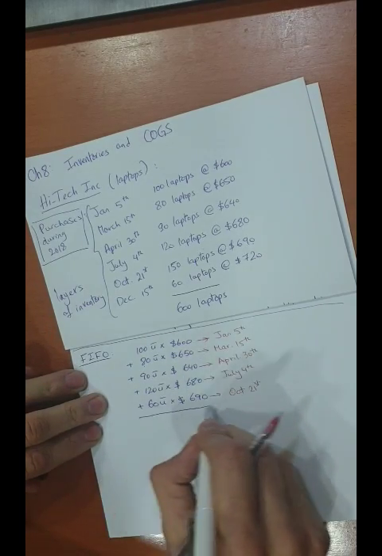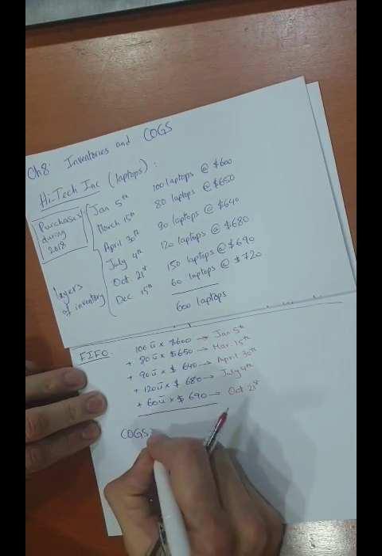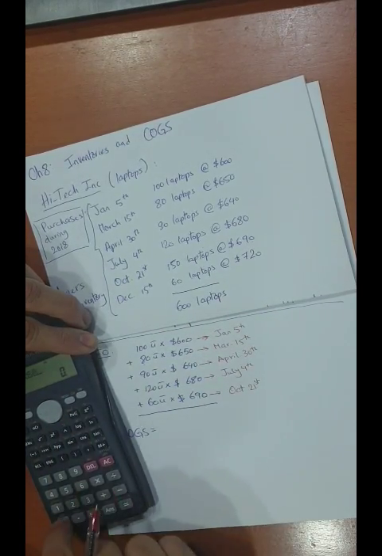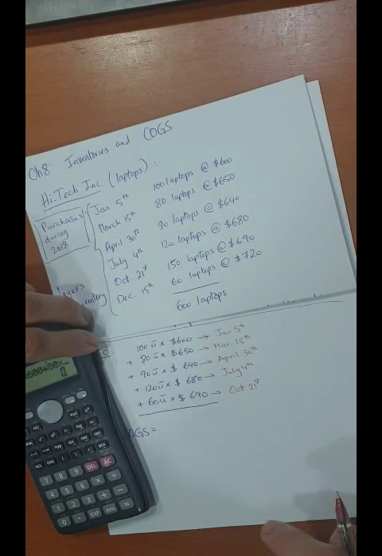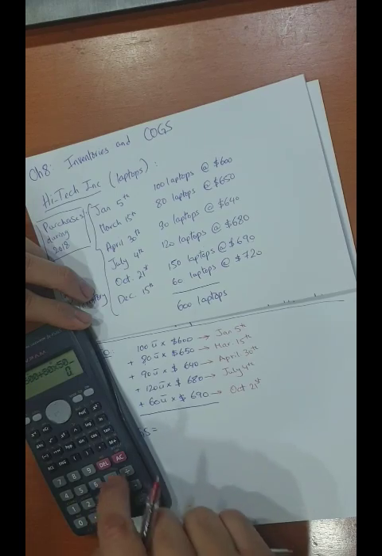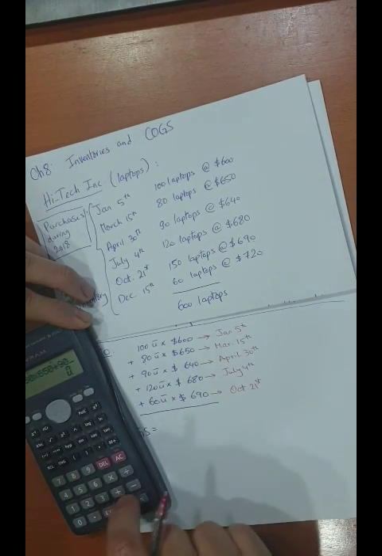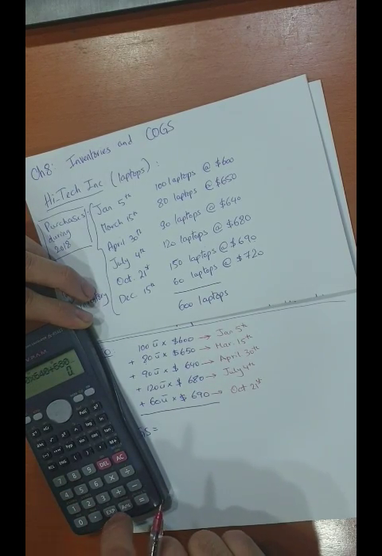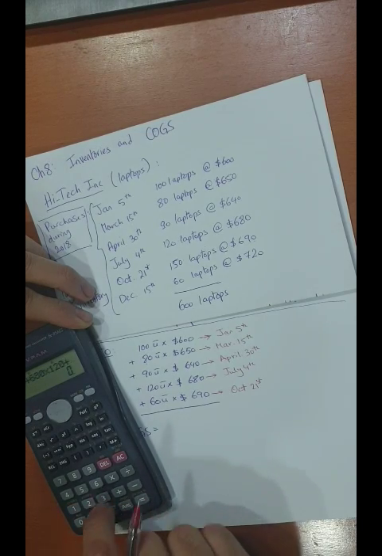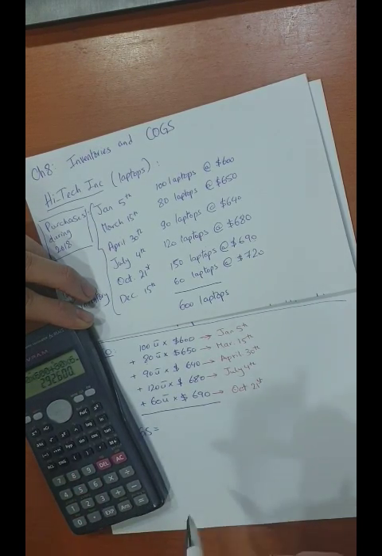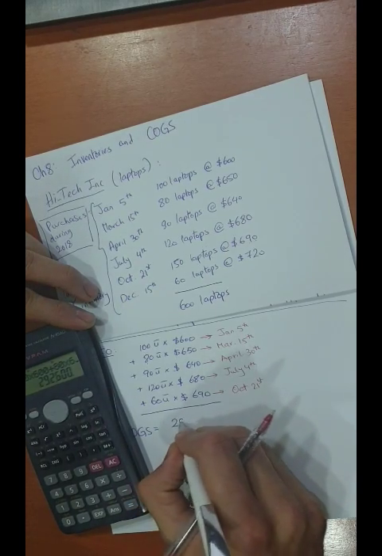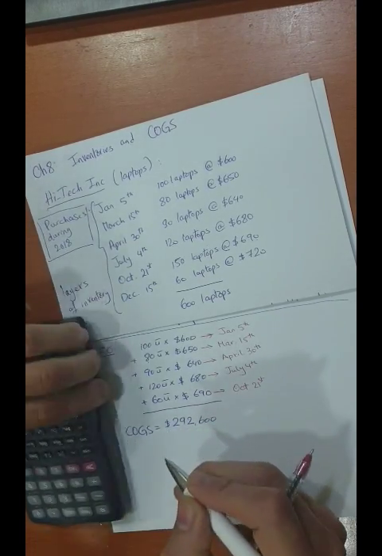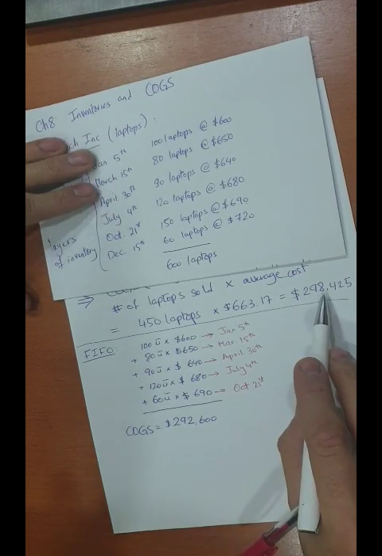The sum of all of these is the cost of goods sold. So 100 by 600 plus 80 by 650 plus 90 by 640 plus 680 by 120 plus 60 multiplied by 690. So the cost of goods sold using the FIFO method is $929,600.